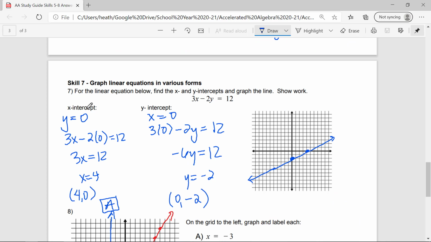All right, this part's pretty straightforward. You just had to remember that for the x-intercept, to find the x-intercept here, we want to put 0 for the y, because it's right there on the x-axis. And for the y-intercept, it's the other way around. I plug in 0 for the x, and I get that (0, -2), and that's that point right there, and then I can graph it.